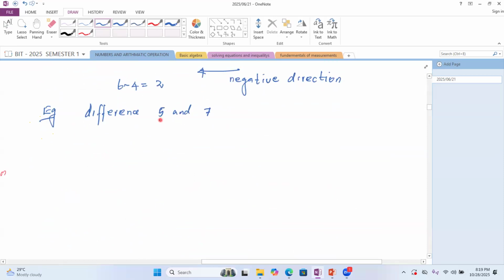So difference of 5 and 7 means subtract 7 from the first number 5. That is, 7 is subtracted from 5, or subtract 7 from 5. So how can we find the result of this subtraction? So first we draw the number line.